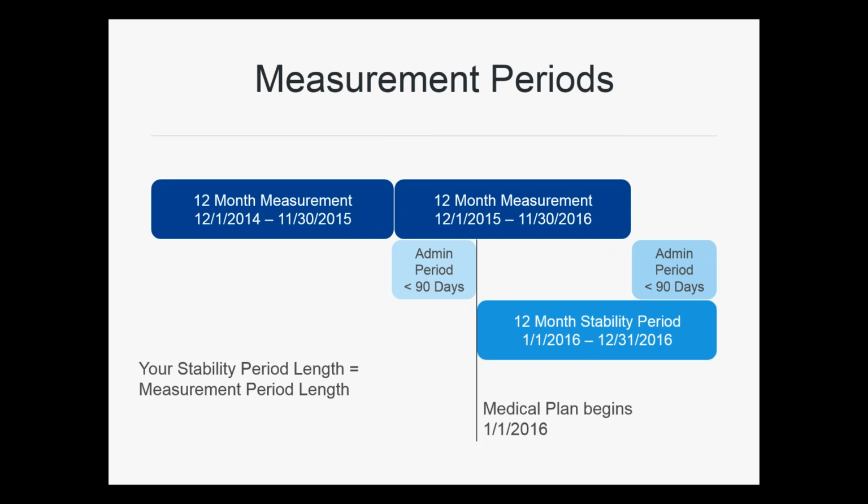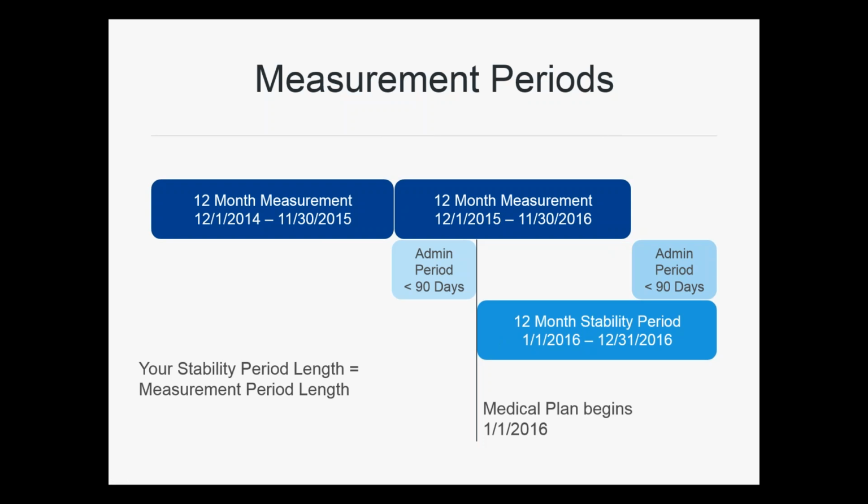And almost always the periods are going to be a 12-month measurement period. And your stability period always has to equal your measurement period, okay? So if your measurement period was 12 months, your stability period is 12 months. And for most customers, most companies are going to elect to do a 12-month stability period. There are reasons and maybe some situations where you'd want to do a lesser stability period, and we're not going to really get into that for today's topic.